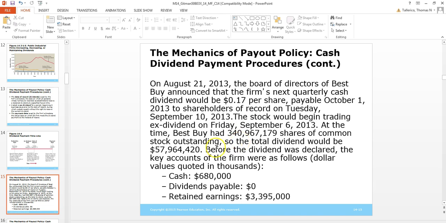So the dividend was declared. The key accounts of the firm were as follows: 680,000 in cash, dividends payable none, and the retained earnings were 3,395,000. This is dividends here. Retained earnings are cash with dividends that really belong to the shareholders that were never paid out, and they keep that as retained earnings.